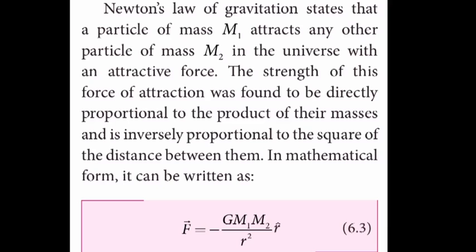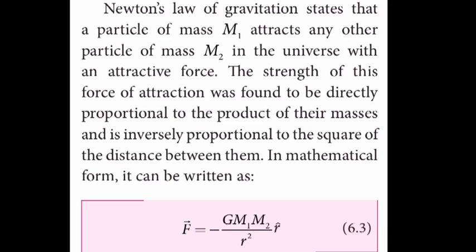The force of attraction, that is very important. He concluded the attraction between the two planets. So he concluded the force will be directly proportional to the product of the two masses and inversely proportional to the square of the distance between them. Again I am telling you, the force of attraction is directly proportional to the product of their masses and inversely proportional to the square of the distance between them. So this is the statement of the universal law of gravitation.